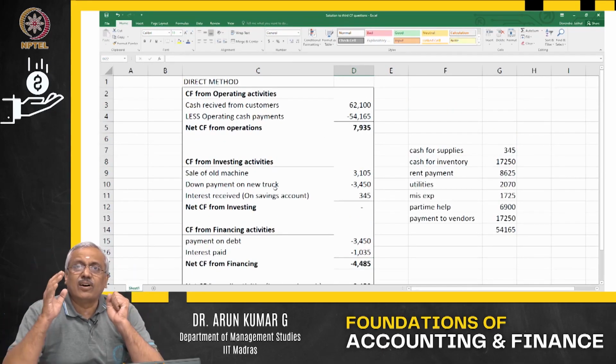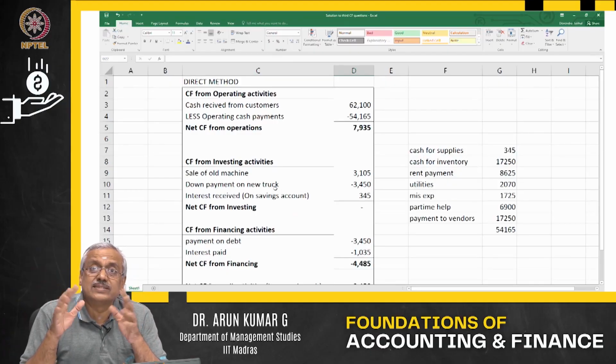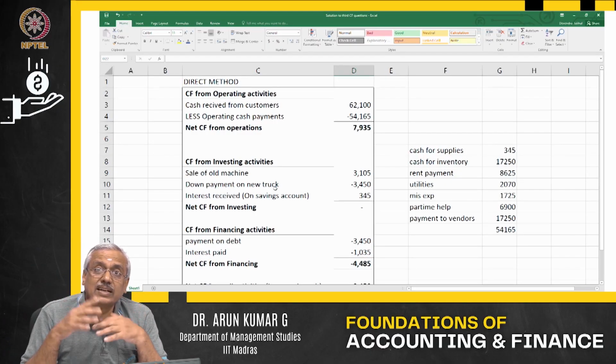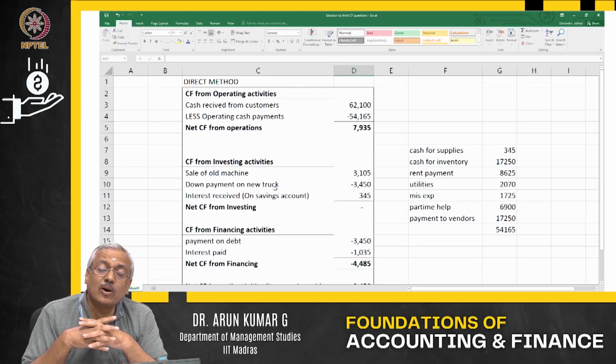This finishes all the three basic financial statements, the basic teaching part of it: income statement, balance sheet, and the cash flow statement. Now in the next session, we will start with analysis of financial statements.